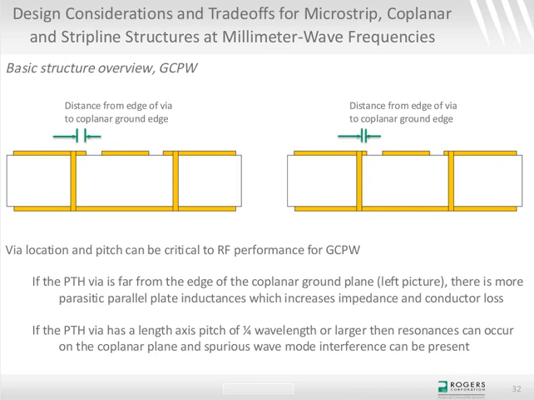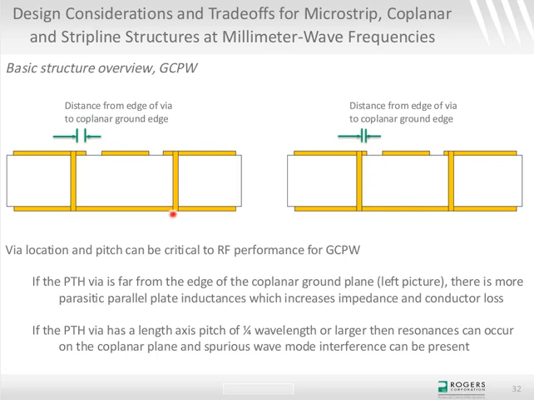And what happens is with the circuit on the left that has more of a lip, if you want to call it that, that added copper actually adds to the parasitic parallel plate inductances and increases the impedance and actually increases the conductor loss some. And the circuit on the right is going to be a little better performance type of circuit.